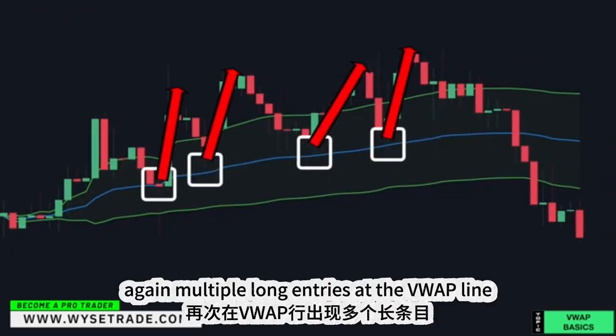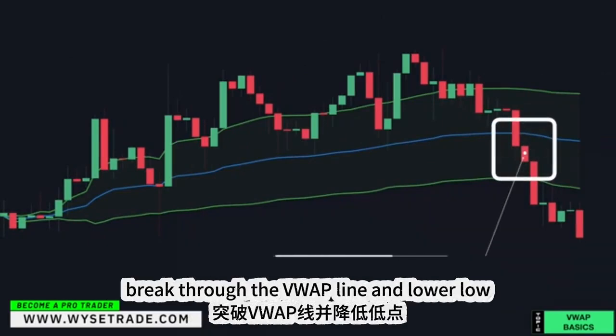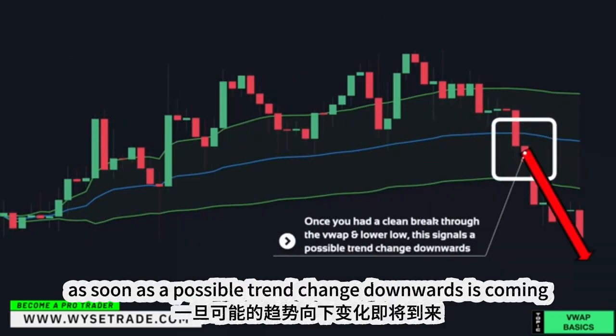Again, multiple long entries at the Vwap line. Then once you had a clean break through the Vwap line and lower low, this signals a possible trend change downwards is coming.